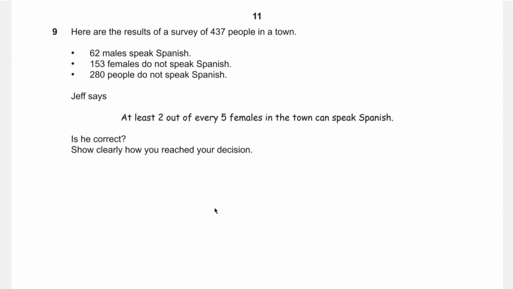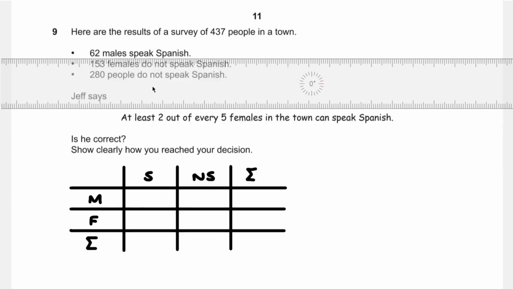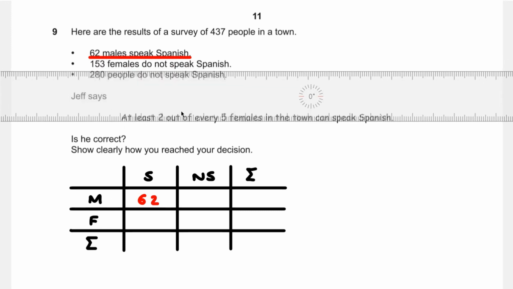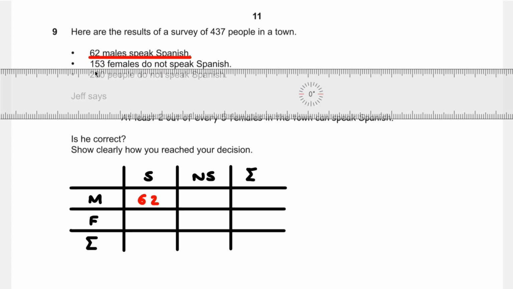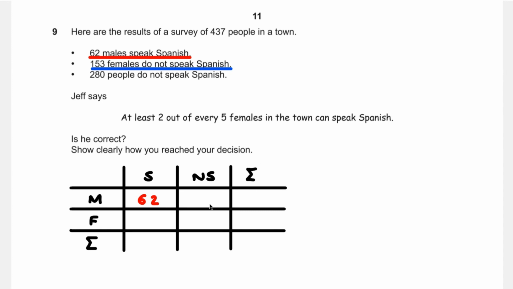Well, for this we need to construct a two-way table, such as the one we see here. Now, we have 62 males who speak Spanish. So we have males Spanish 62. We now have 153 who are female and do not speak Spanish.